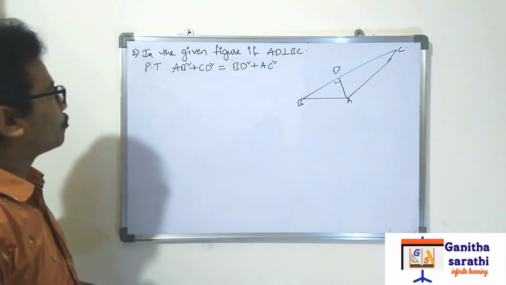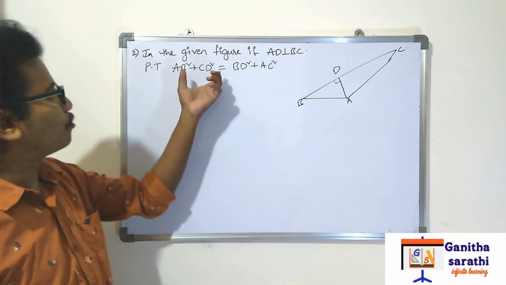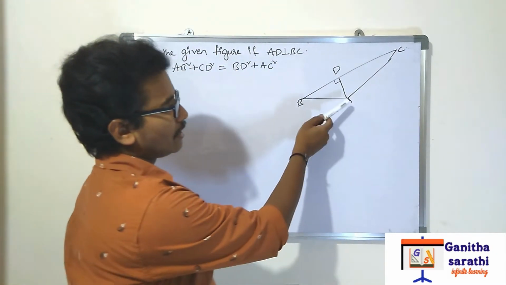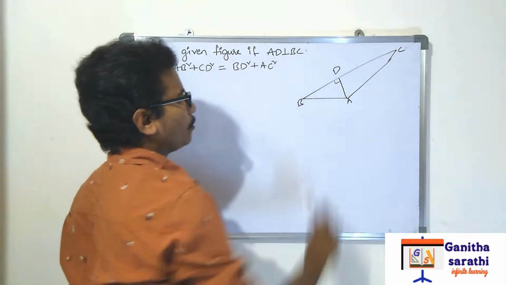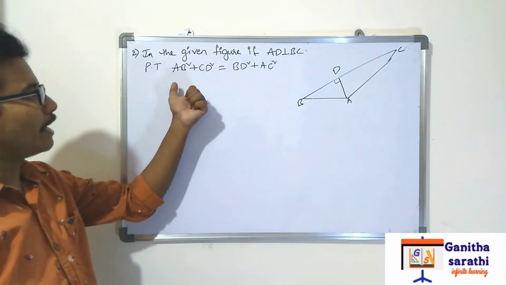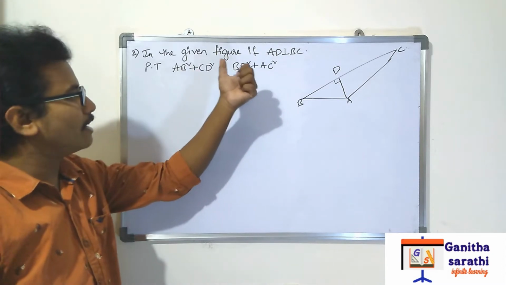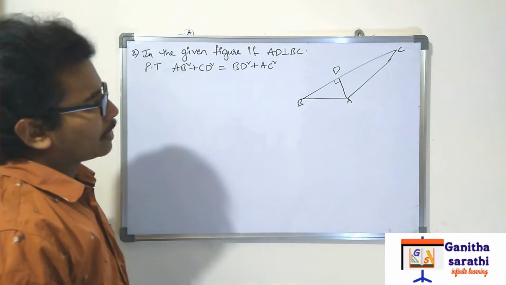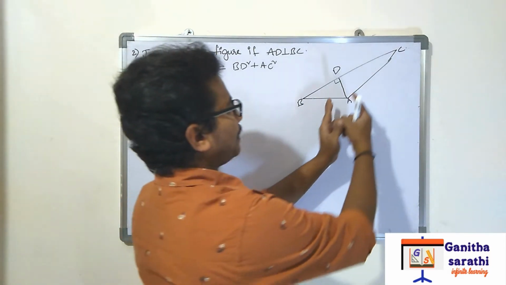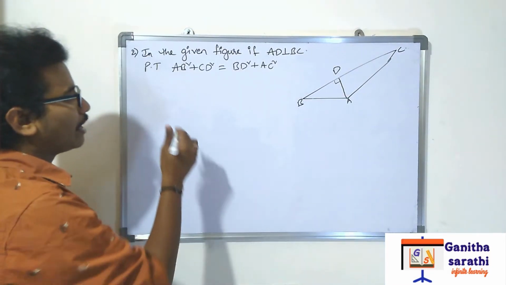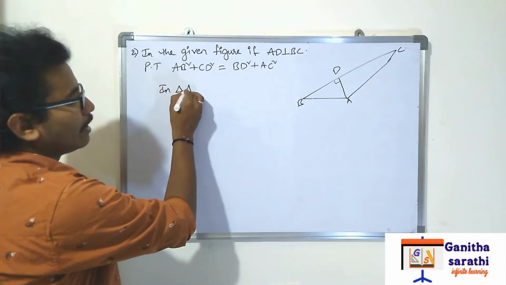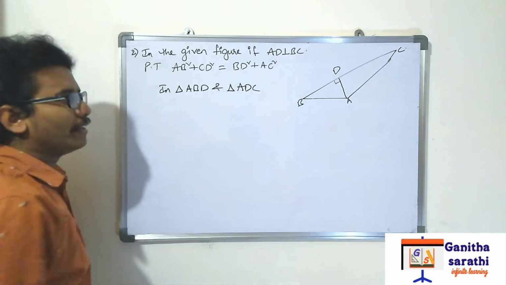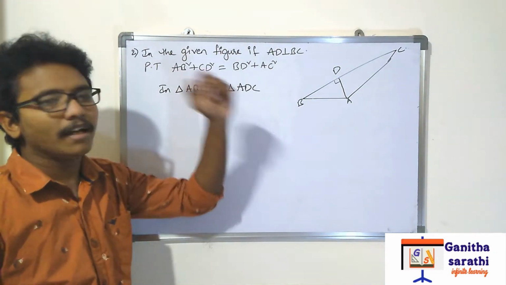Let us move on to next problem. See the figure which is on the board. From this figure we have to prove this one. In the given figure, if AD is perpendicular to BC, then we have to prove that AB square plus CD square is equal to BD square plus AC square, right? So we are getting two right angle triangles here. What are the two right angle triangles? We are getting the triangle ABD and triangle ADC. From the two right angle triangles we will prove this one.